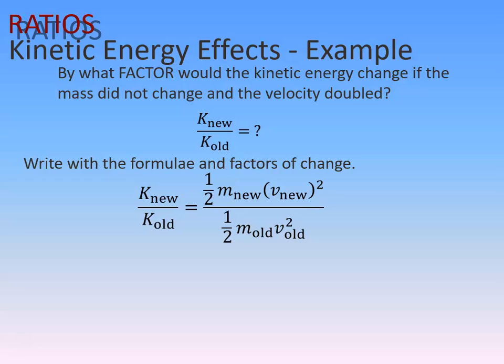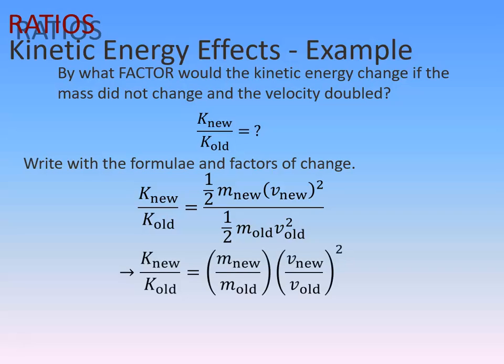So you have your new kinetic energy. It's 1/2 mass of the new object times velocity of the new object squared. The old kinetic energy is 1/2 times the mass of the old object times the old object's velocity squared. Well, the halves cancel, leaving you with just the ratio of kinetic energies is equal to the ratio of masses times the ratio of velocities, quantity squared. So this method, again, will always work.